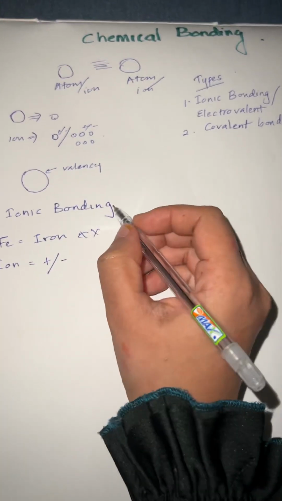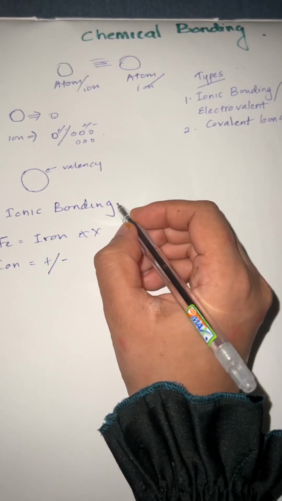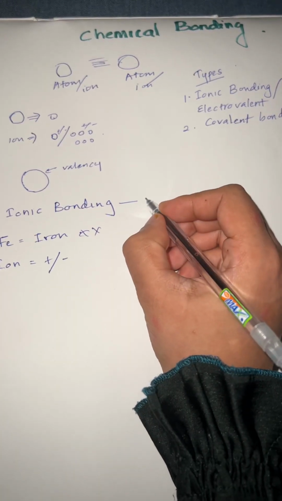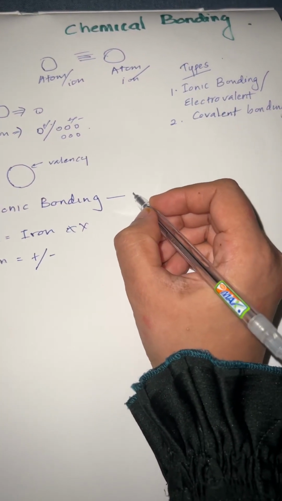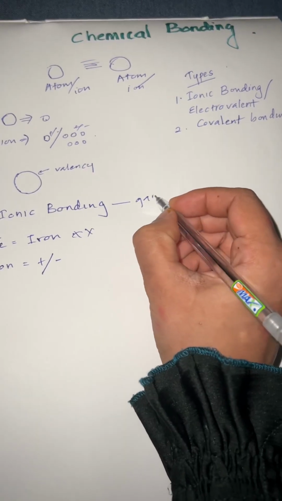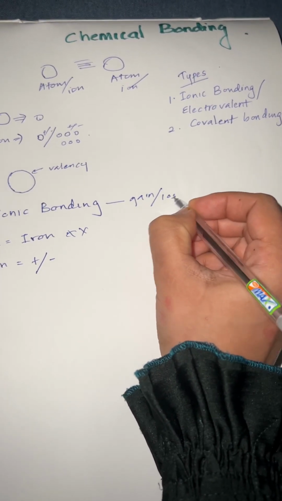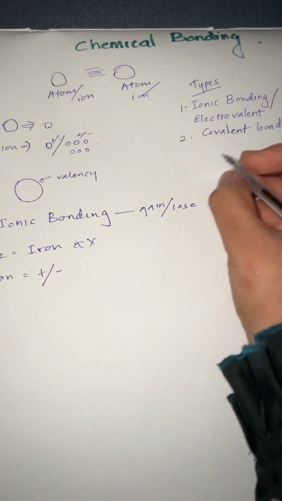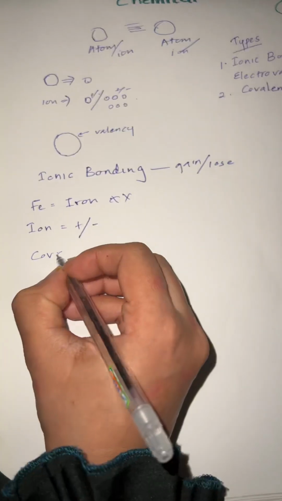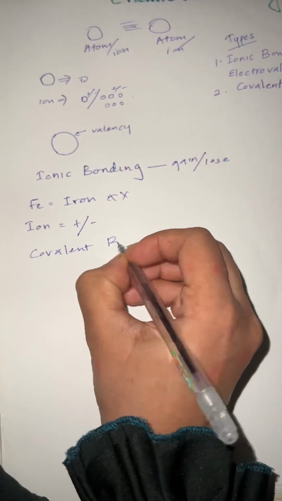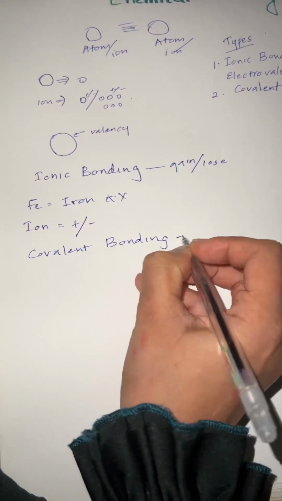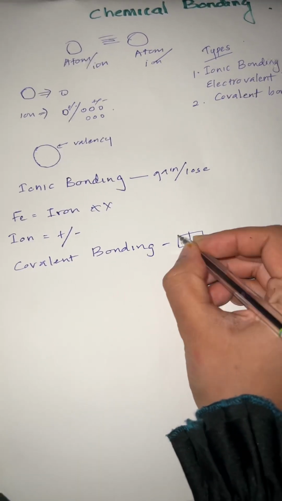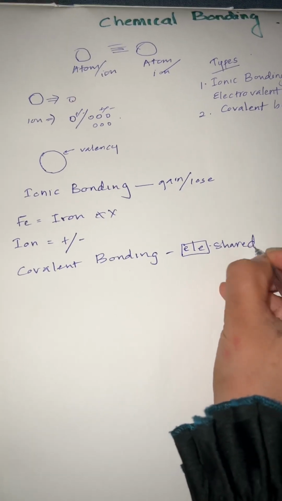Okay, so the major difference between ionic bonding and covalent bonding is that ionic bonding is made up of electrons being gained or lost, whereas in covalent bonding we only share the electrons. Electrons are being shared, right?